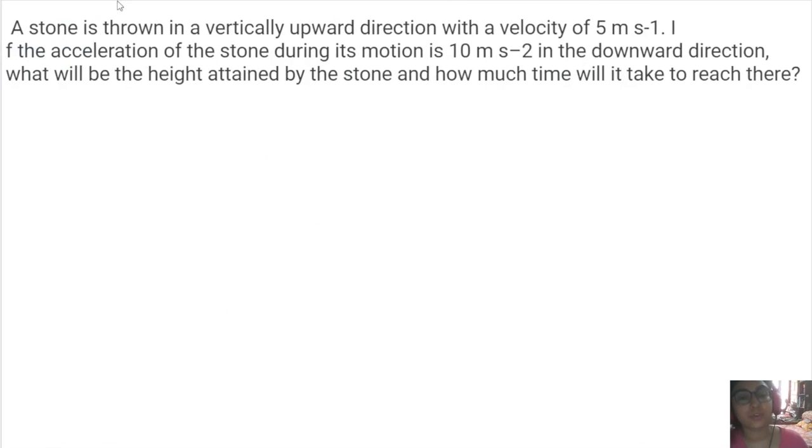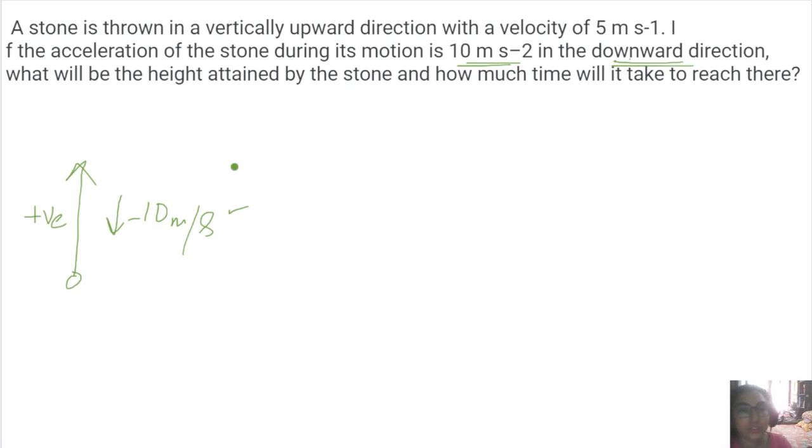formulas. A stone is thrown in a vertically upward direction with a velocity of 5 meter per second. If the acceleration of the stone during its motion is 10 meter per second square in the downward direction, what will be the height attained by the stone and how much time will it take to reach there? Okay, so the stone is thrown vertically upwards, right? And you are saying acceleration is, here acceleration means nothing but acceleration due to gravity, and it is in the downward direction, so it will be minus 10 meter per second square because we are taking this displacement as the positive displacement, right?